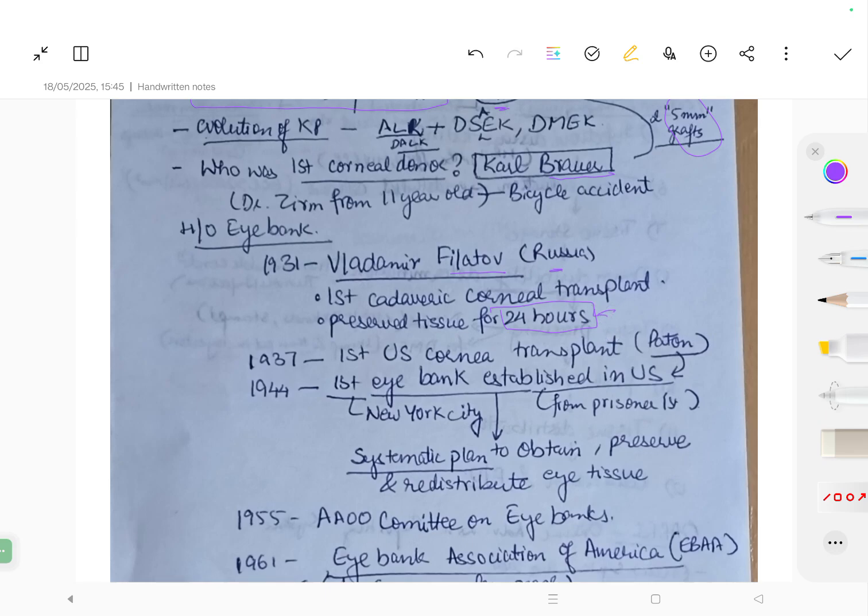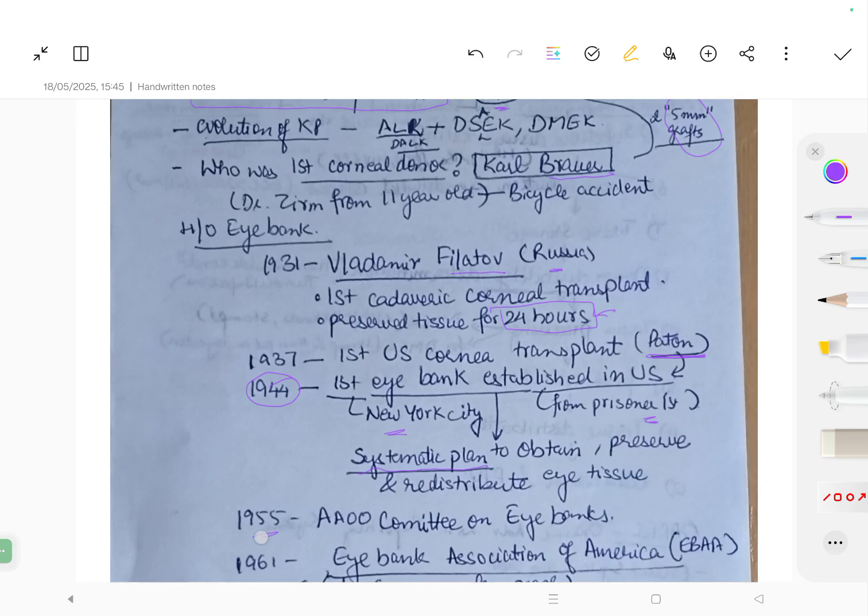In 1937, the first US cornea transplant was done by Paton. In 1944, Paton established the first eye bank in the US, in New York City, and the first donor was a prisoner from New York. The first eye bank established in the USA was to systematically plan to obtain, preserve, and redistribute the eye tissue.